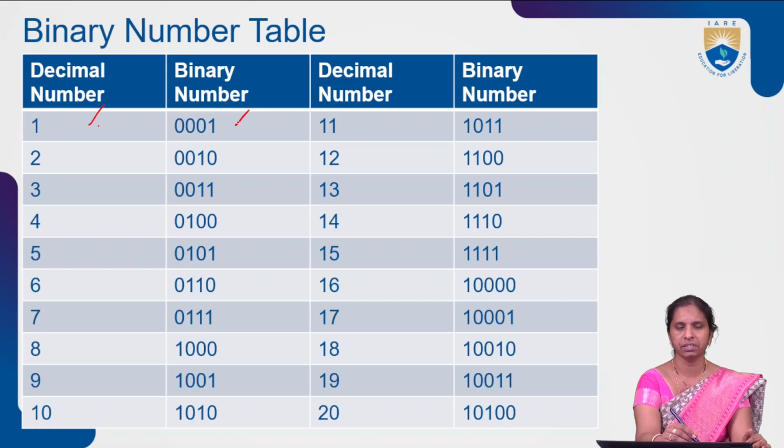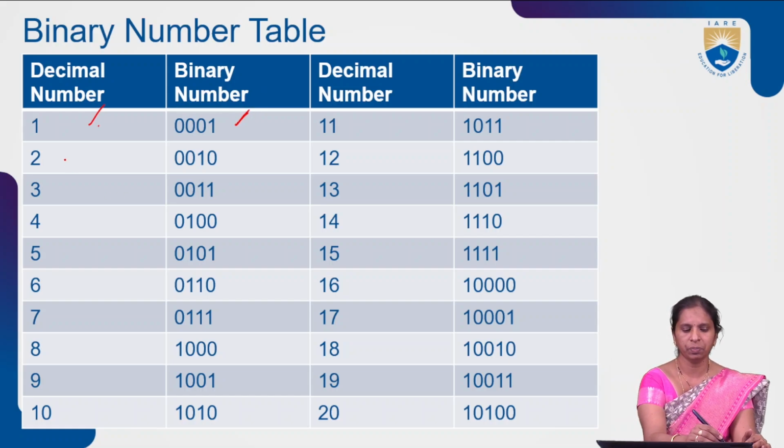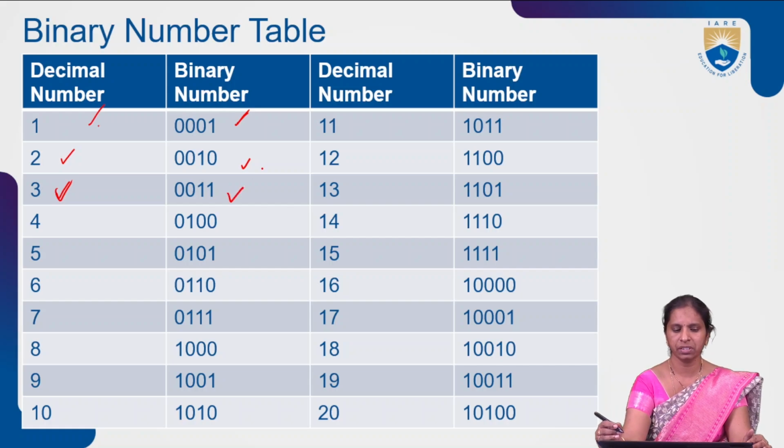Now, if you want to convert numbers from decimal to the binary number system, how do you represent the number 1 in the binary number system? 1. And how do you represent the decimal number 2 in the binary number system? 10. And how do you represent the decimal number 3 in binary? 011.